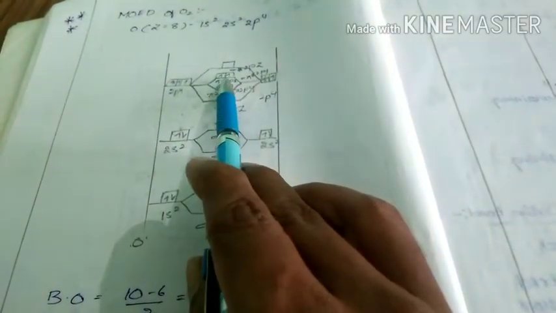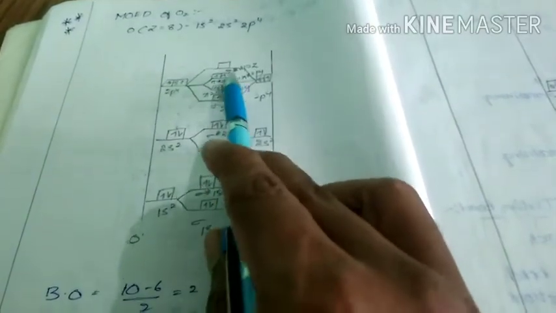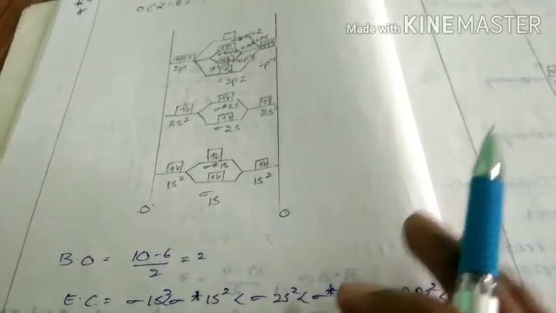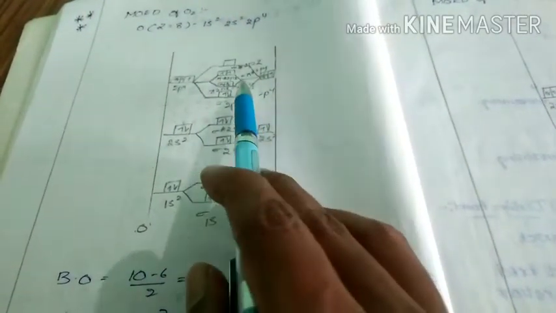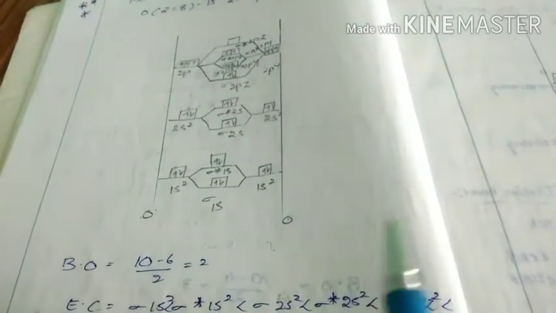If you observe this molecular orbital configuration, two unpaired electrons are present. If unpaired electrons are present, then that is paramagnetic. Like that, we can say that oxygen is paramagnetic by using molecular orbital theory.